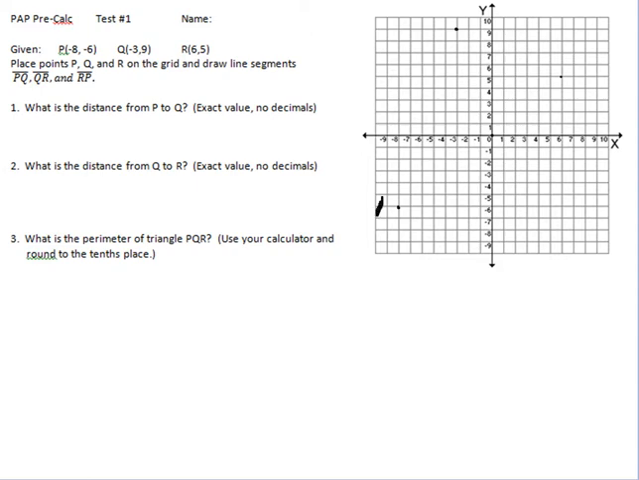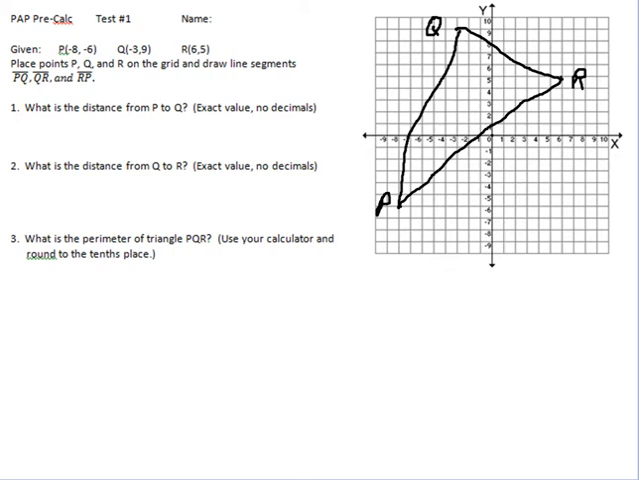So this one was P, this one is Q, and this one is R. Then it says go ahead and draw PQ, RQ, and RP. So go ahead and draw those. Not very straight. Okay, there they are drawn.